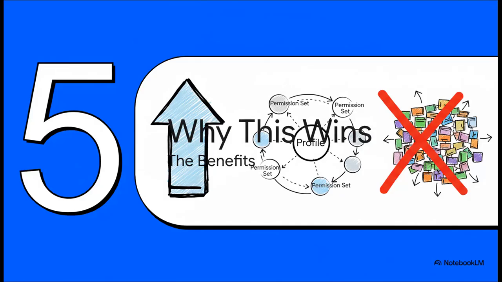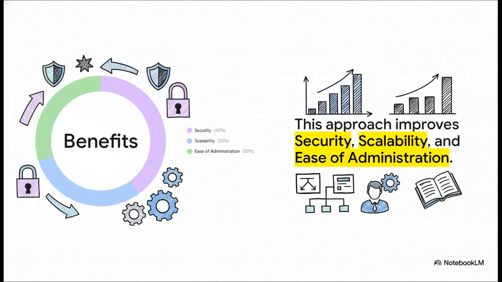So why go to all this trouble? I mean, why is this approach so much better than just creating dozens and dozens of highly specific profiles for every little variation in job roles out there? Well, the payoff for this strategy is huge, and it really boils down to 3 main benefits. First, security. By starting with a minimal profile, you're basically enforcing the principle of least privilege by default. It's way more secure. Second, scalability. Your system doesn't get bogged down by hundreds of clunky, confusing profiles as the company grows.